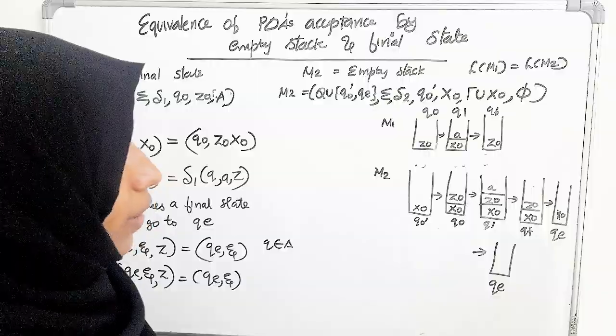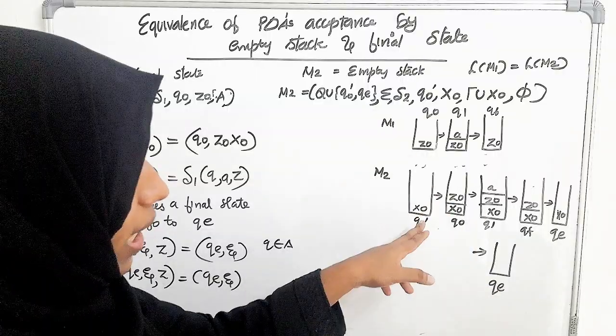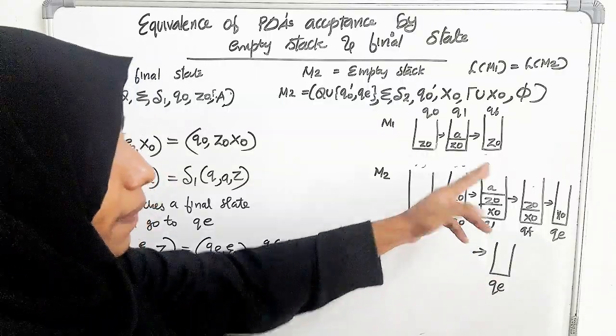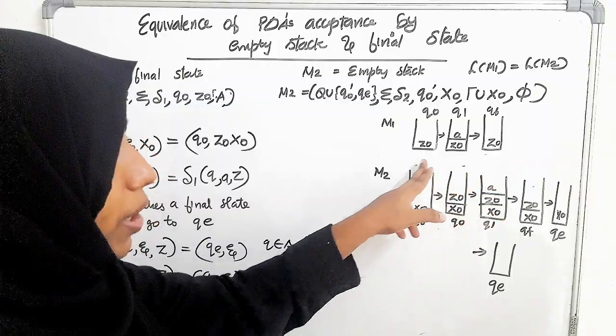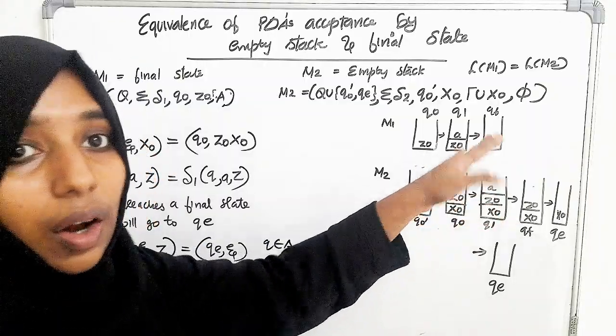Now I will tell you why we have put this X0 as the additional character in the stack. That is, if at all QF is deleting all the characters.